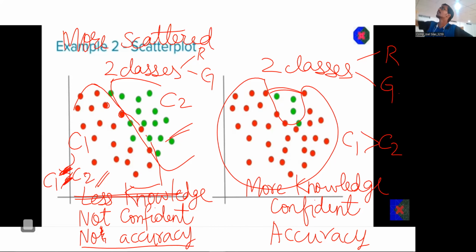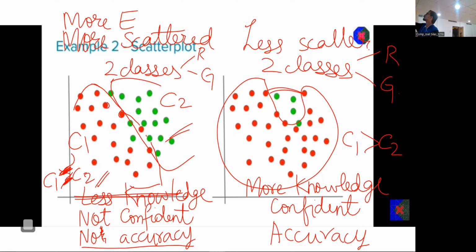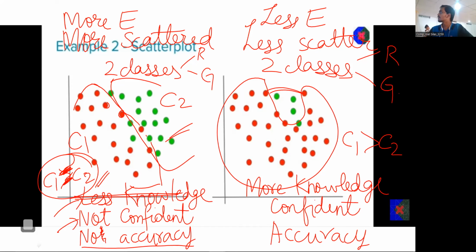And if more scattered, we can say more entropy. And here, since it is less scattered, we can say here there is less entropy. So these are some conclusions that we can define. If the categories are almost present in equal proportion, equal probability, equal chances of them being predicted, then we have less knowledge and are not that confident, we don't have accuracy. If there is no accuracy, it is because there is more scatteredness.